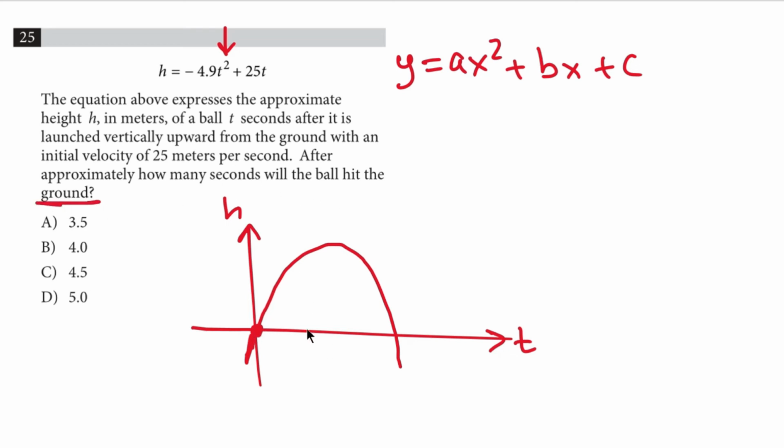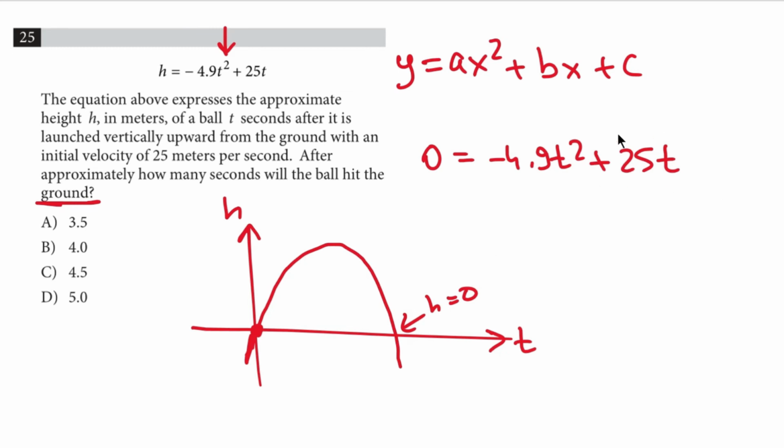When the ball hits the ground, of course you know that height is equal to 0. So let's equate this to 0: 0 is equal to negative 4.9t squared plus 25t. Now you may see that this is a quadratic equation that we need to solve, and there are three methods of solving quadratic equations. You can use the discriminant formula, you can factorize, and you can use simplification if there is no y-intercept. And here there is no y-intercept, it is just 0. So let's try to use the simplification method.